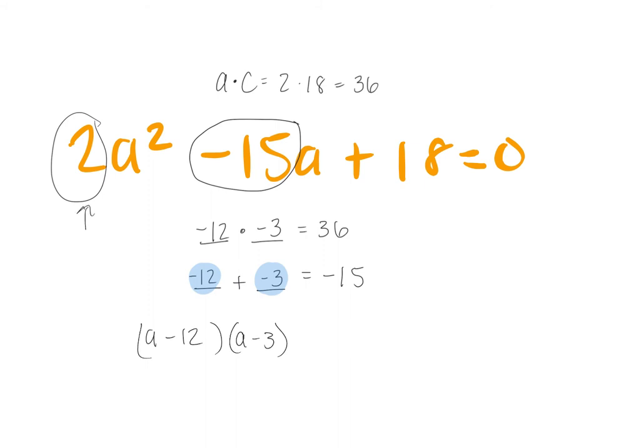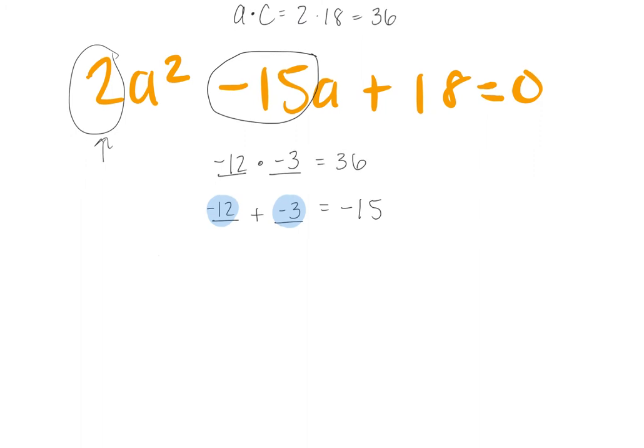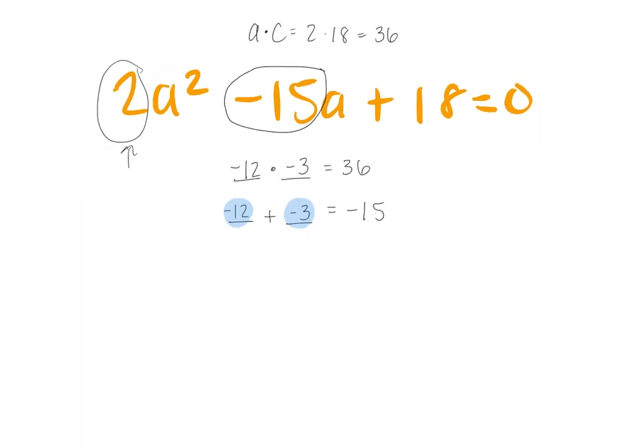There's a 2 up here, okay? This is where we need to group them. So go ahead and erase this down here. We need to group them. So we're going to rewrite our expression, but instead of negative 15a, we've now got negative 12a and minus 3a. So we're going to write 2a squared minus 12a minus 3a plus 18 equals 0.